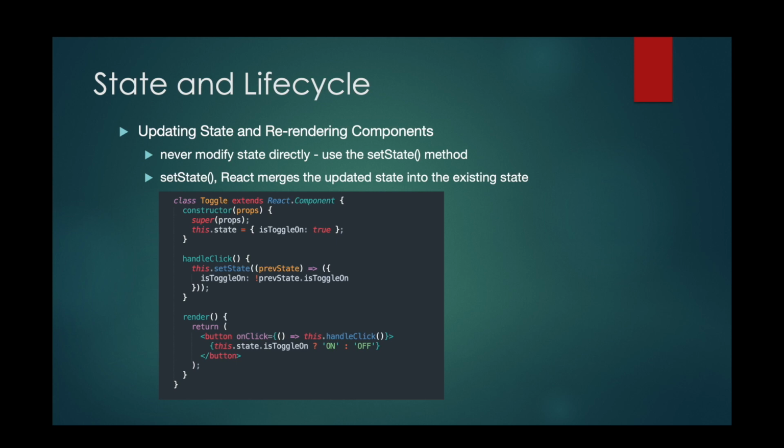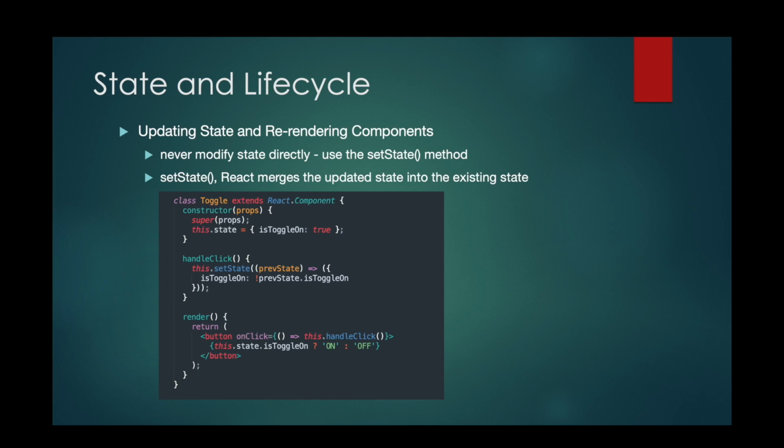Now, the way we handle the click function is we are saying isToggle is not equal to previous state dot isToggleOn. So if it's true, it's set to false. If it's false, that's what toggle does. That's what you assign to this.setState, and pass the previous state in there.